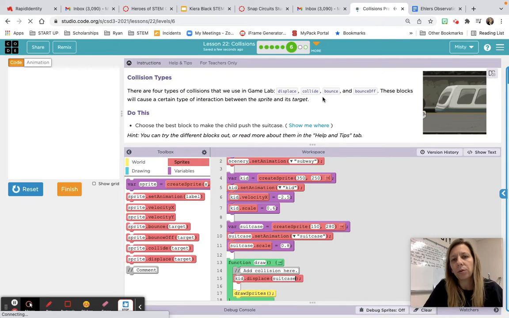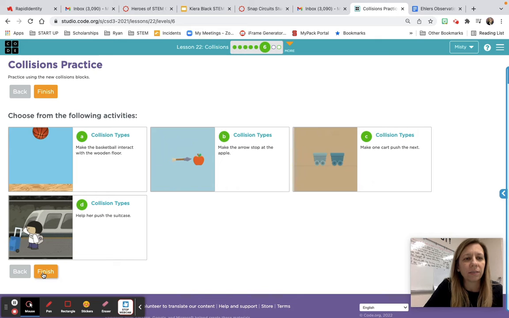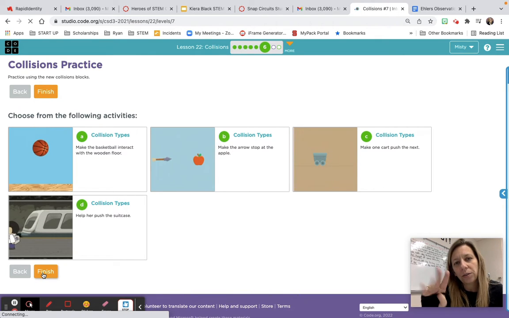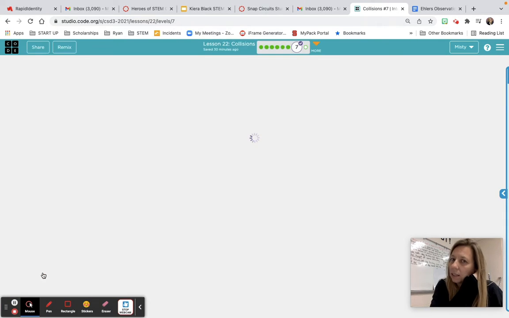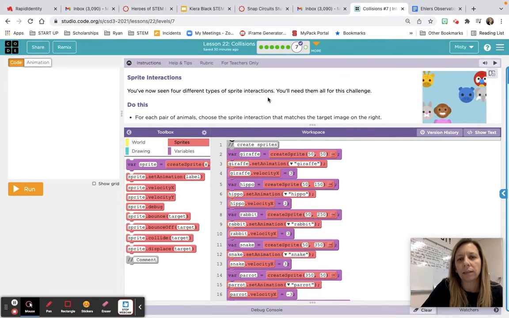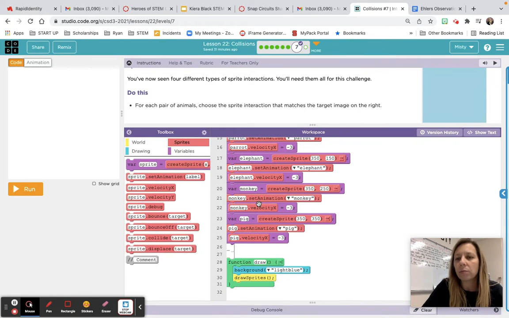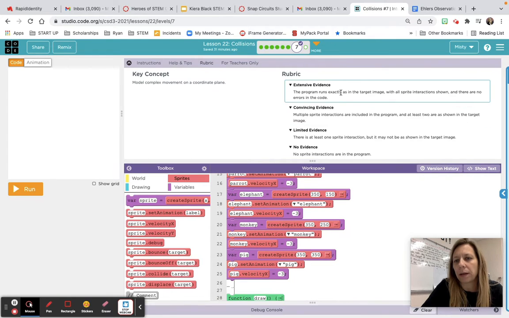All right, your assessment level is kind of fun. There is a lot to do. You need to use different interactions. I would like for you to use all 4 interactions. For each pair of animals, choose a sprite interaction that matches the target image on the right. I will tell you there is more than one right way to do this.